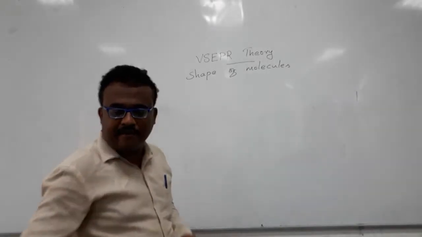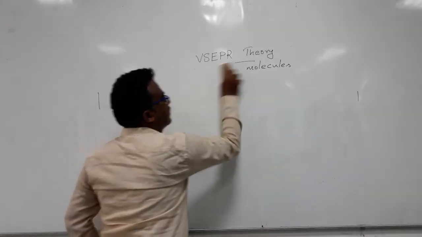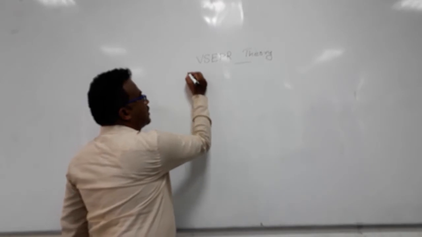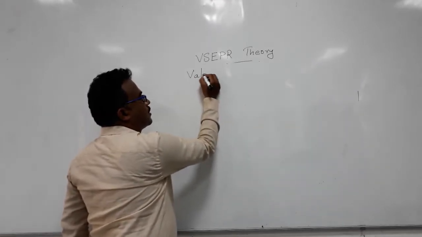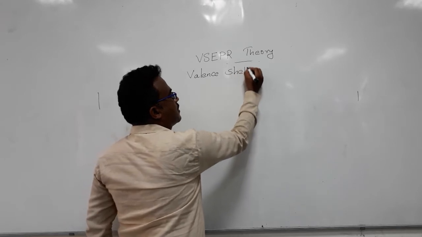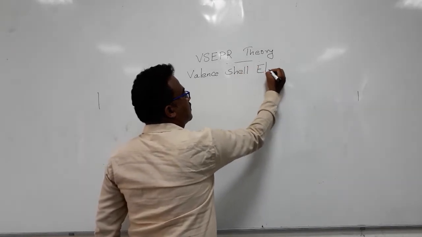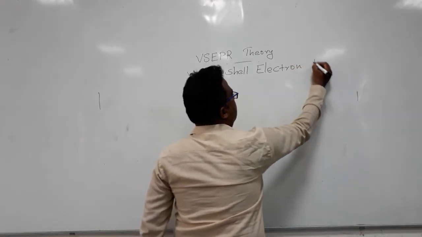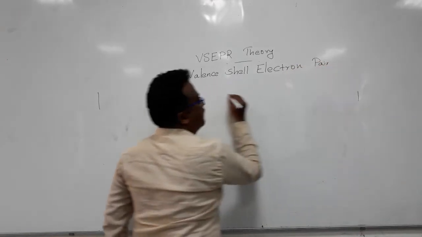The name itself is very clear: it is abbreviated as valence shell electron pair repulsion theory.